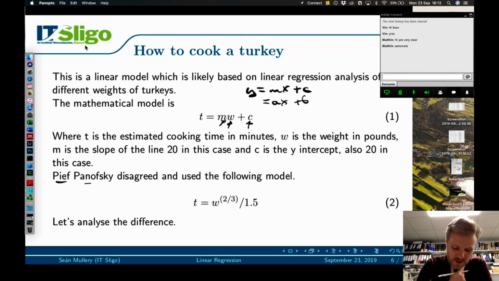Now this guy, I went looking this up when I went to write this lecture, Panofsky, I hope I've done a reasonable job on pronouncing his name. He disagreed with this model, and he came up with the following model. And again, time is what's coming out. This is our weight. He says take that to the power of 2/3 and divide it by 1.5. Okay, and he says this is what you should do.